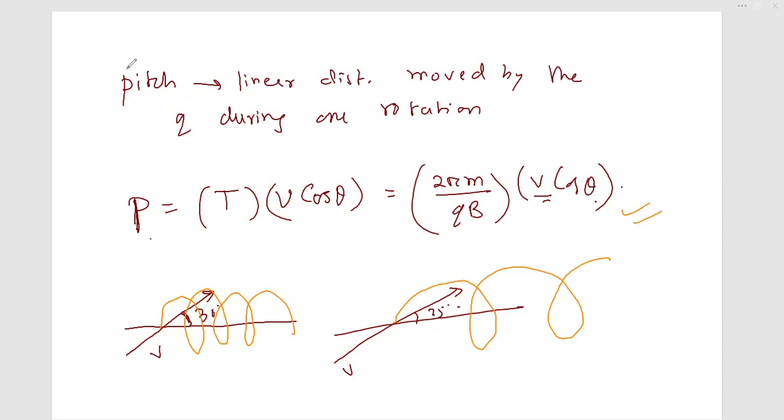So you have to remember the formula for pitch and time period of revolution, right? So this is what you should know about the helical path of a charged particle when it enters the magnetic field in a direction which is not 90-degree, which is not 0-degree, which is not 180-degree. Okay, so please note it. Thank you very much.